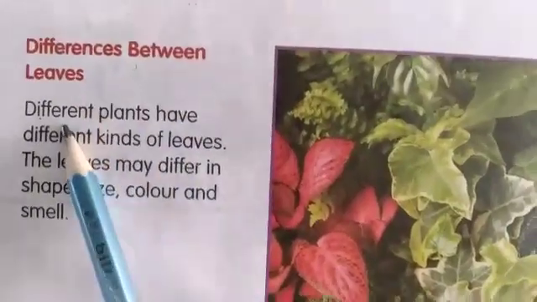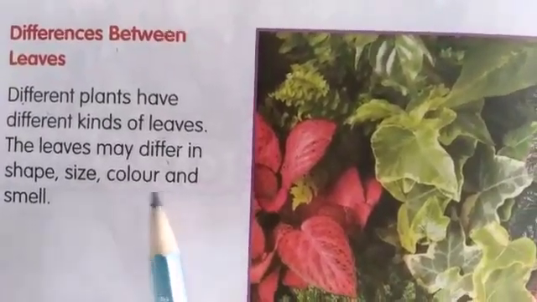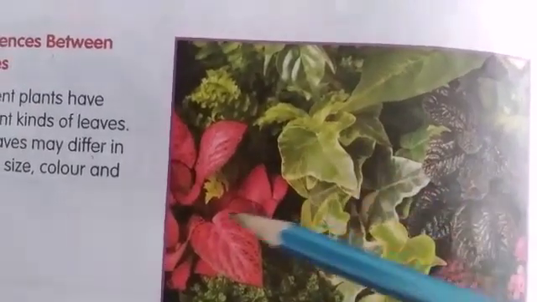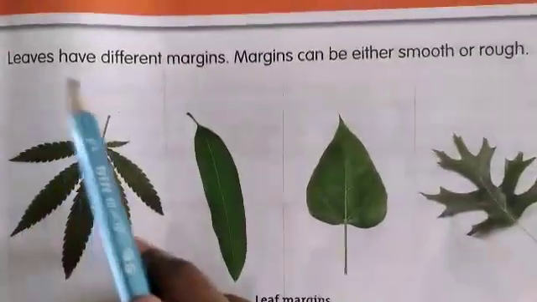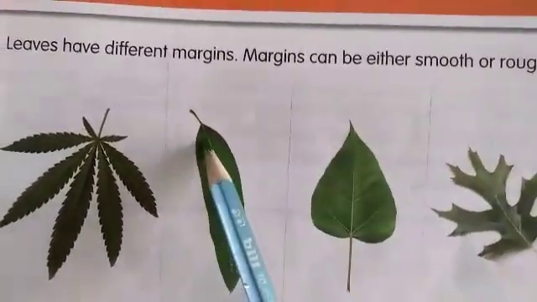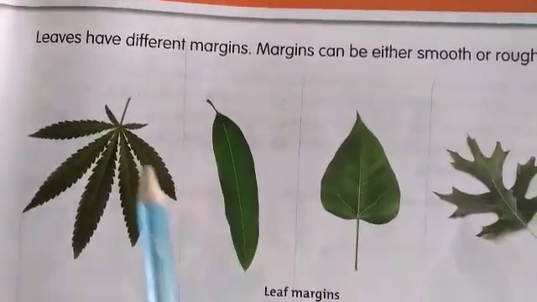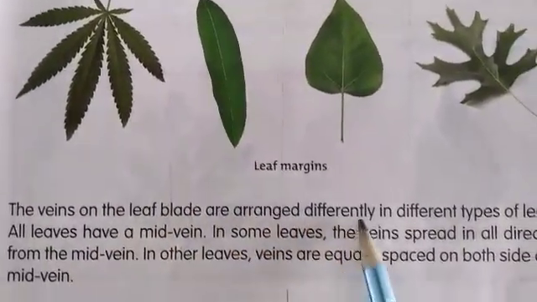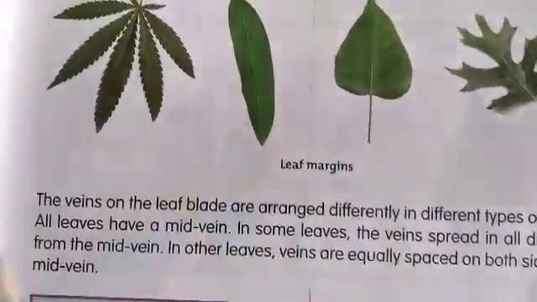Differences between leaves. Different plants have different kinds of leaves. The leaves may differ in shape, size, color and smell. Leaves have different margins. Margins can be either smooth or rough. Here you can see the margins which are smooth, and here they are rough. The veins on the leaf blade are arranged differently in different types of leaves.